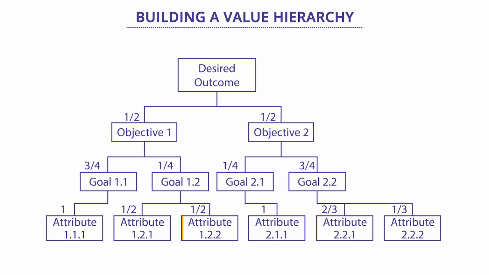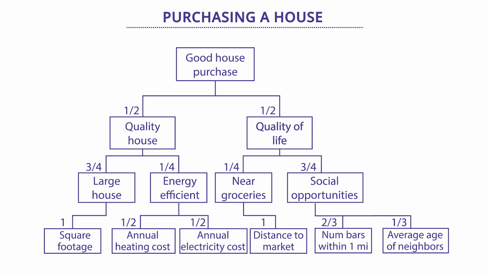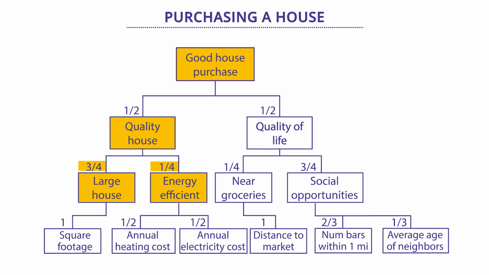Imagine that we're trying to make a good house purchase. In this case, we can decompose this top-level strategic objective into having a quality house and a quality of life. Each of these objectives we can then say contributes equally, so they're assigned a weight of 1/2. Further, we can decompose having a quality house into 2 sub-goals, having a large house and having an energy-efficient house. We can assign a 3/4 weight to having a large house and 1/4 weight to energy efficient. This represents the relative contribution of each of these goals to our objective of having a quality house.